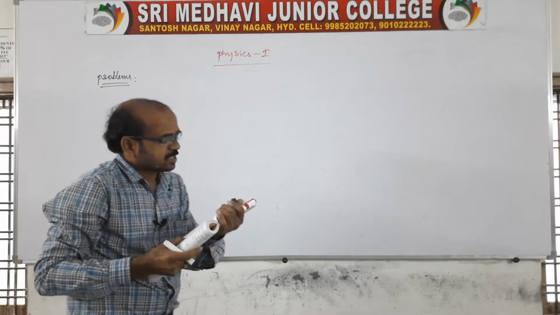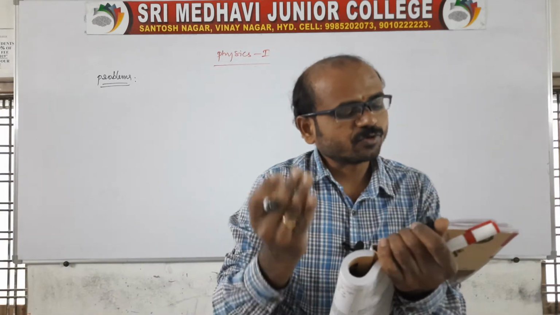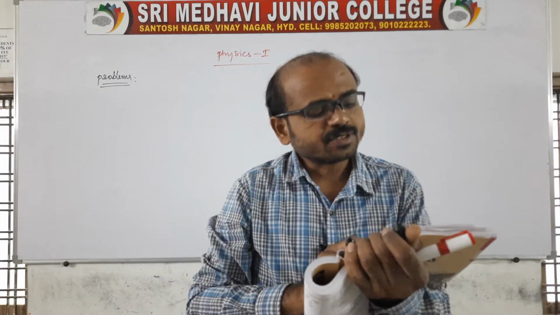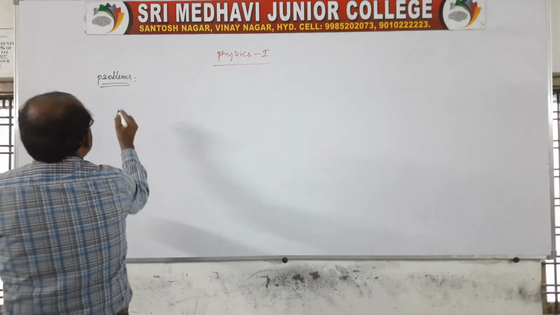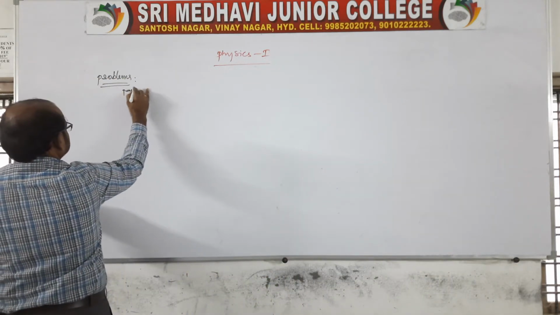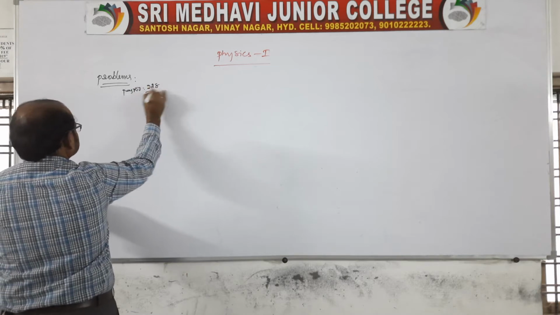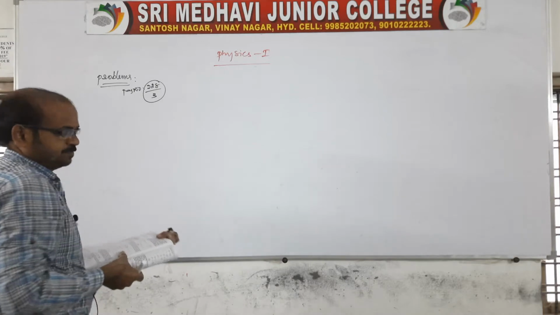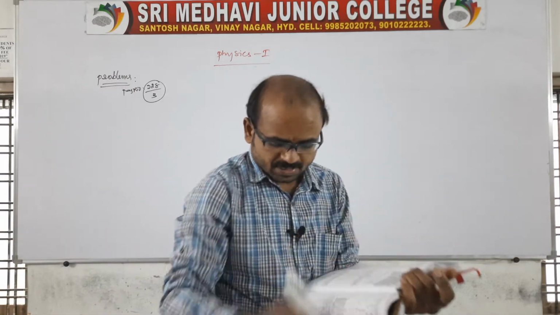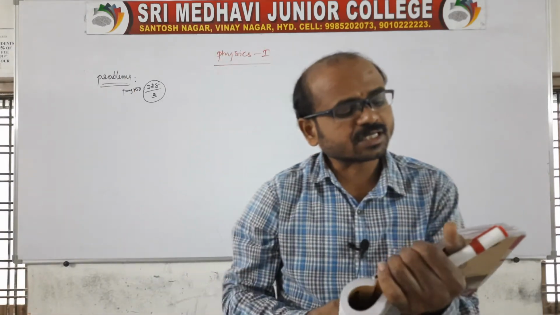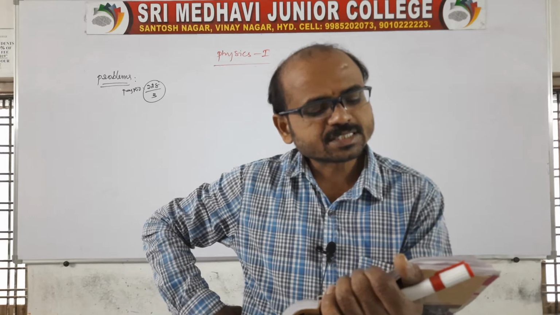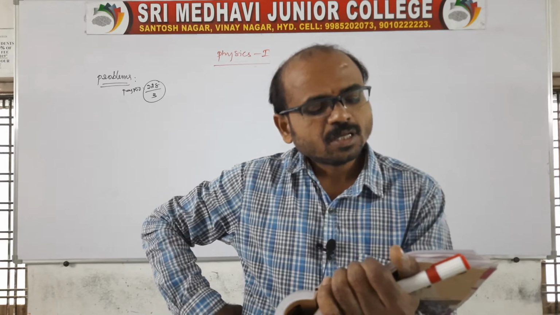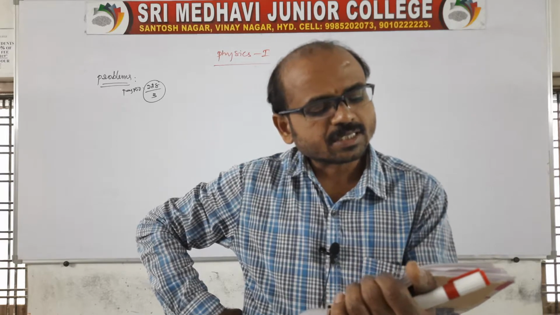The given question is: find the potential energy of a system of 4 particles placed at the vertices of a square of side L. Also obtain the potential at the center of the square. The page number is 228, question number 3. Look into the question and see what is given.